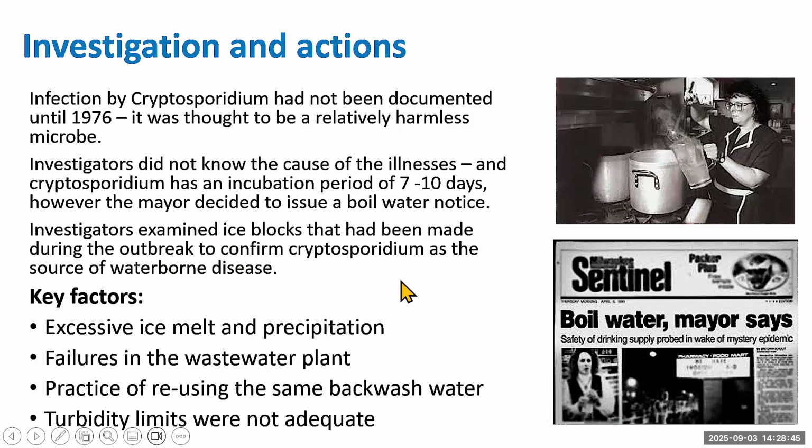One of the ways that investigators were able to find it is that they examined blocks of ice and were able to collect samples out of it. So the ice was from before they had fixed the problem, so they were able to identify it historically. The factors, like I said, they had excessive ice melt and precipitation. They had some failures in the wastewater treatment plant. They had a practice of reusing some of the backwash water. And then at the time, the turbidity limits were not what they are now.